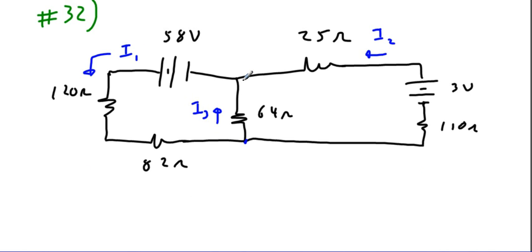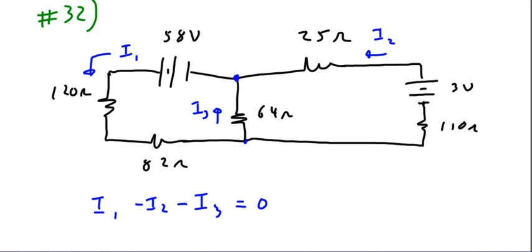Okay, and so if we look at this node, we see that current 1 minus current 2 minus current 3 has to be 0, because we have 2 currents going in and 1 current going out.